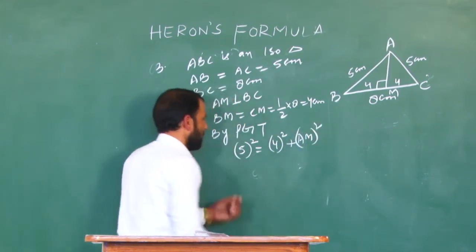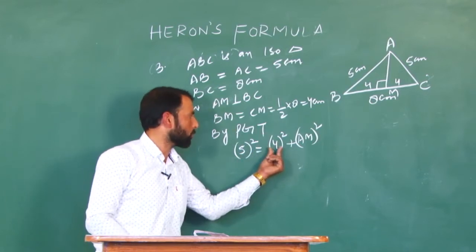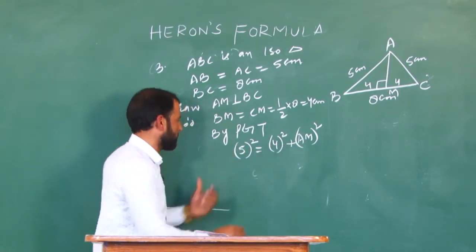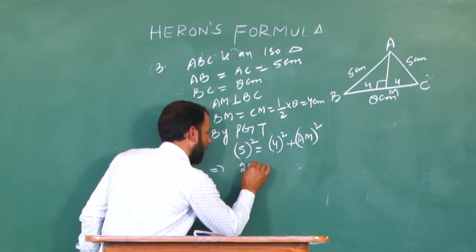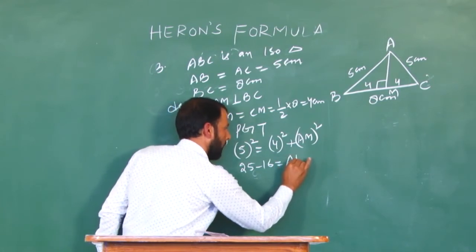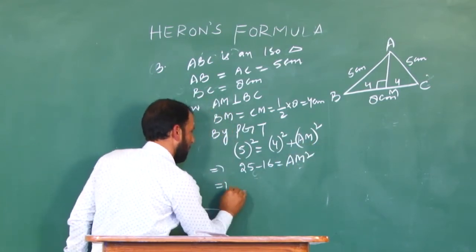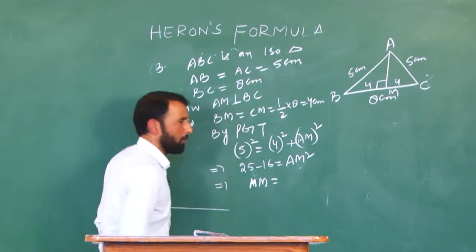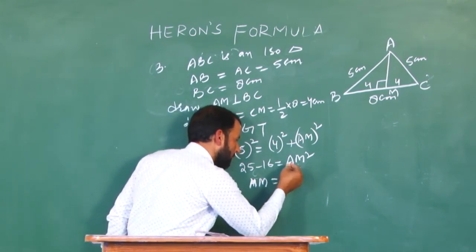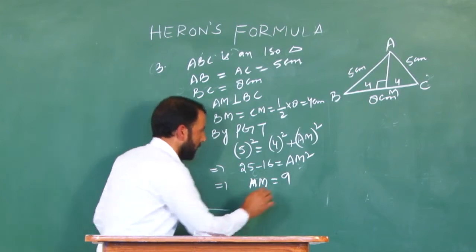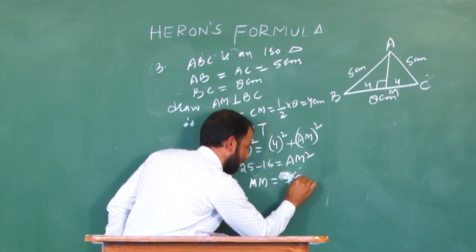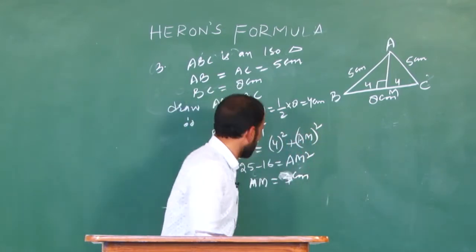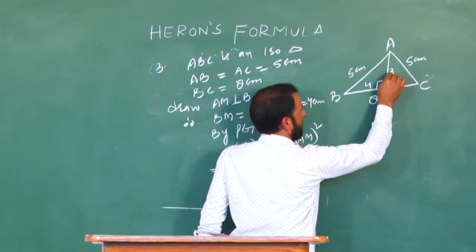So 5 square, we know that it is 25, and 4 square is equal to 16. When we transpose this 4 square, that is 16, to the left hand side, we get 25 minus 16 is equal to AM square. That means AM square is 25 minus 16, that equals 9. So 9 is the square of 3. So AM is equal to 3 centimeter. Then the height of this triangle ABC is equal to 3 centimeter.